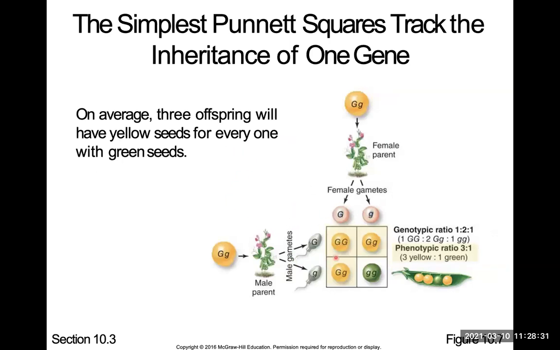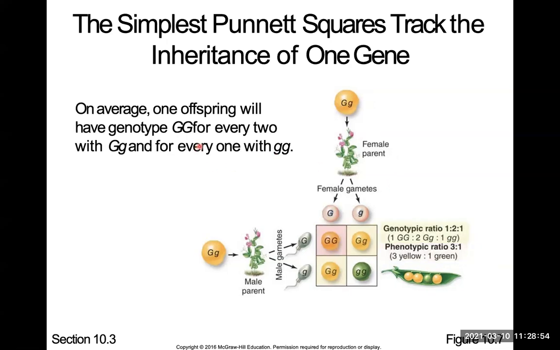And this slide is talking about this Punnett square. On average, 3 offspring will have yellow seed for every one with green seed. So 1 green, 3 yellow. That's the phenotype, that's what gets expressed, because this dominant allele is the one that's getting expressed for these 3. And then here is the only one that has the recessive allele that gets expressed.